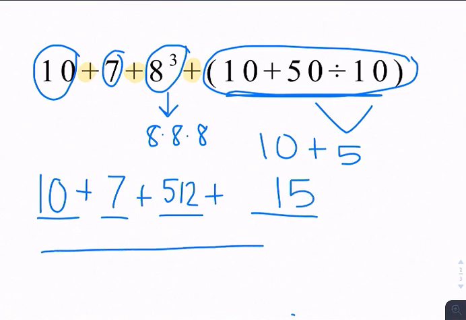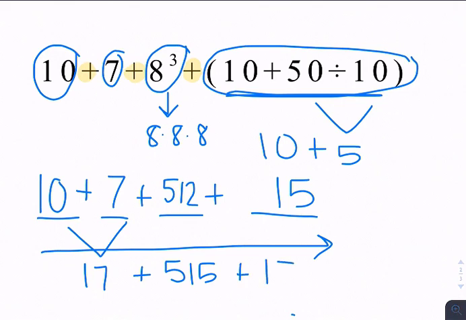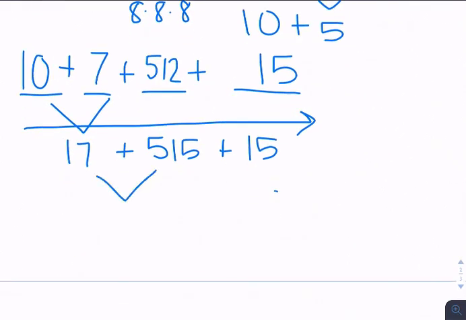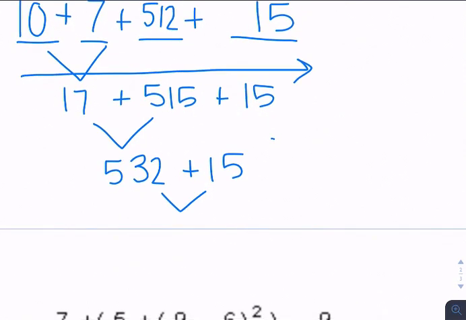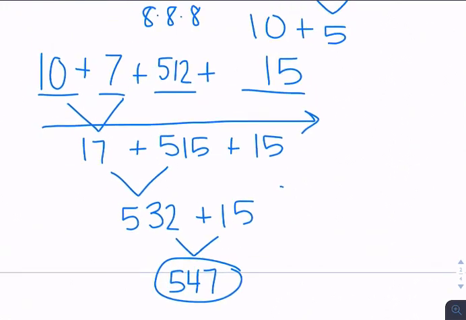Now I go from left to right. 10 plus 7, 17. 17 plus 512 plus 15. I'm working my way from left to right. 17 plus 512 would be 529... Correction as spoken: 17 plus 515 would be 532. 532 plus 15 would be 547.